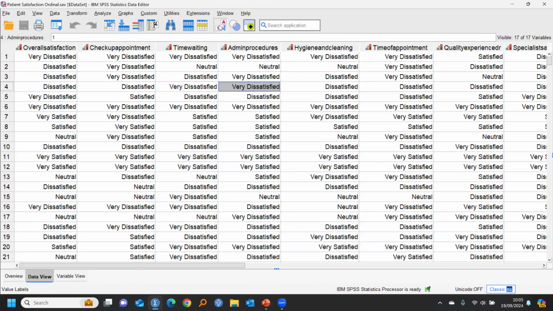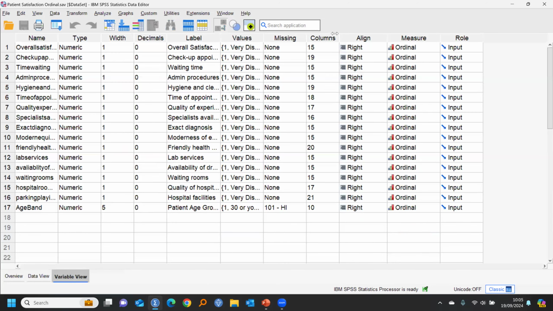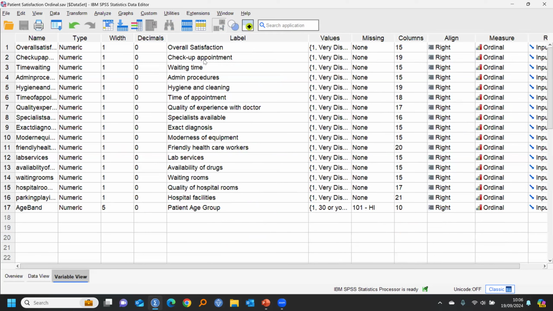These are just rating scales. So it's a classic sort of approach to analyzing any form of satisfaction. Rating scales are really commonly used. So we have a number of different factors here which are being measured, such as whether or not people are satisfied with their check-up appointment, the waiting time, admin procedures, hygiene and cleaning, that type of stuff, friendly healthcare workers, lab services.